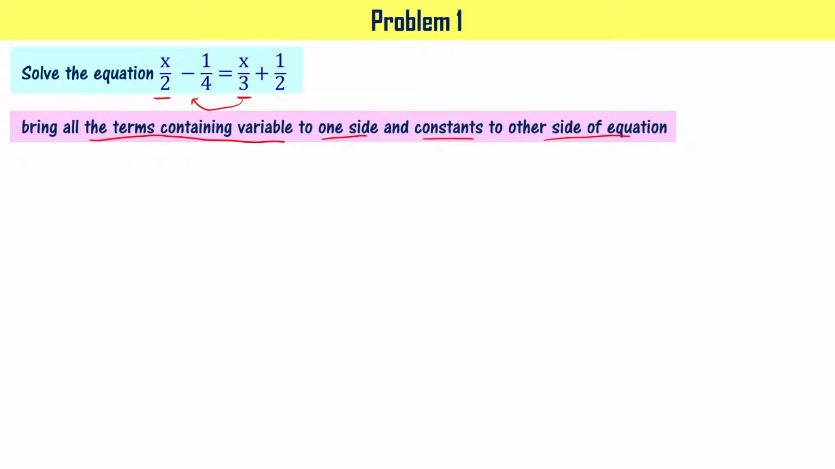Similarly, when you have to bring this constant term onto the right hand side, constant term is minus 1 by 4. When you move that to the other side, it becomes plus 1 by 4, right? Let's do that now. When you do that, you write it as x by 2 minus x by 3. You look at this, here we have x by 3 plus sign. That's why when it comes to the other side, it is minus x by 3. Similarly, 1 by 4 has minus sign here, right? And when it comes to this side, it has become plus 1 by 4. Got it? Now we want to subtract x by 3 from x by 2.